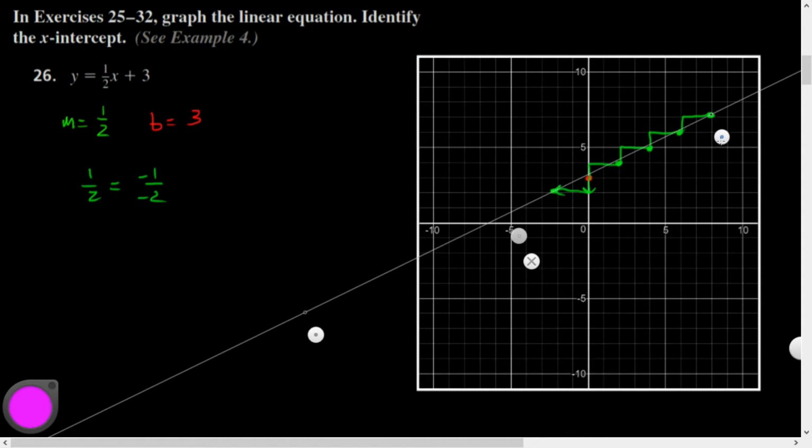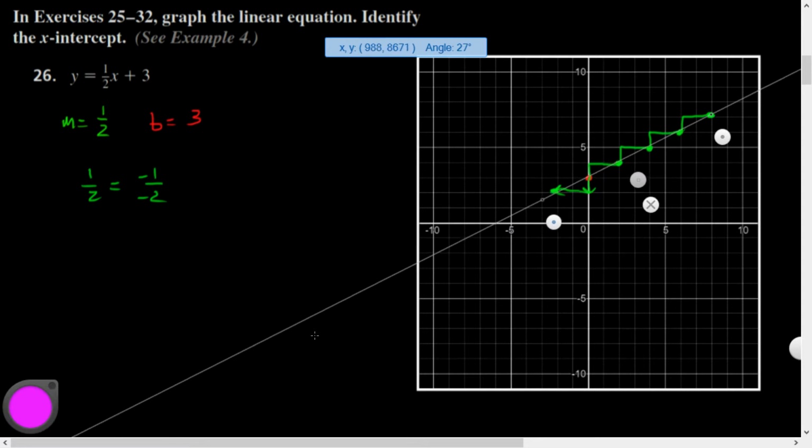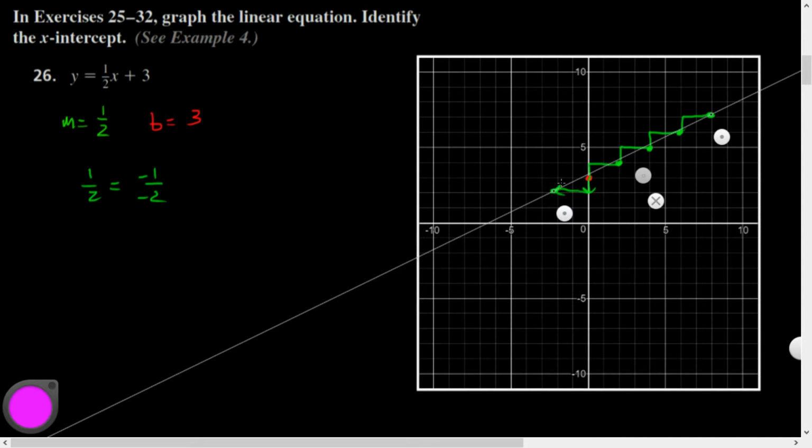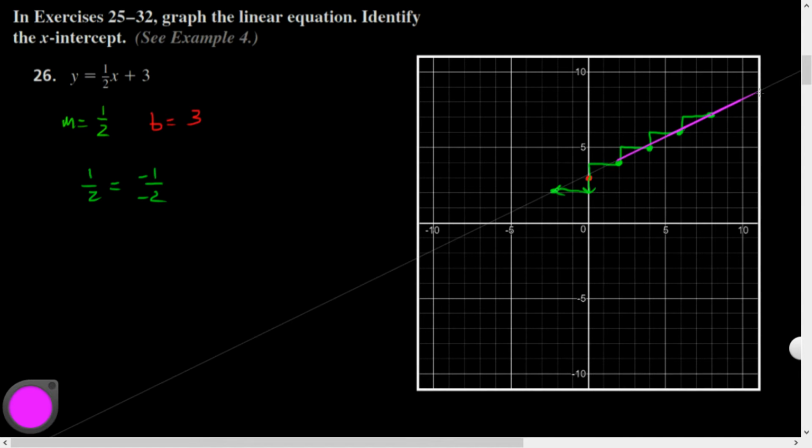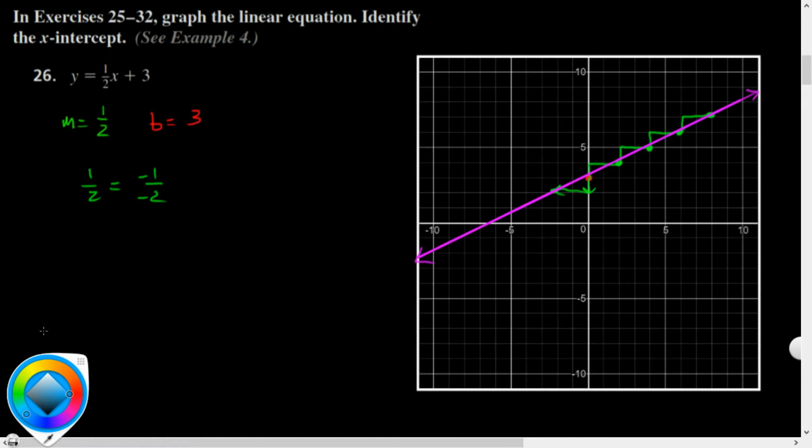So let's graph this line. Pick any points that we made. The further apart your points are, usually the more accurate that will be. Yeah, they're a little sloppy. So here's my line, which represents all combinations of x and y that make this equation true. And then they ask me this question, what is the x-intercept?